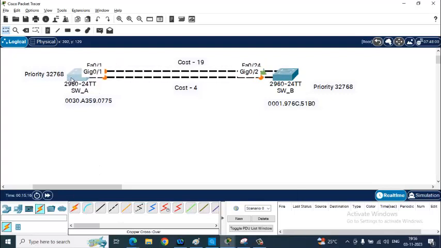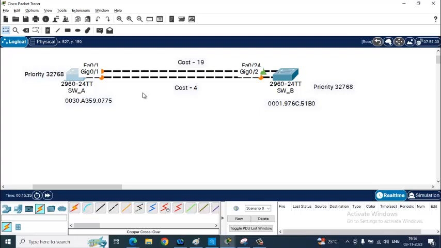Fast Ethernet will become red. Wait and see. Gig will become green. Even on switch P, gig will become green. On switch P, both the ports will become green because the MAC address is smaller and the priority is a tie.